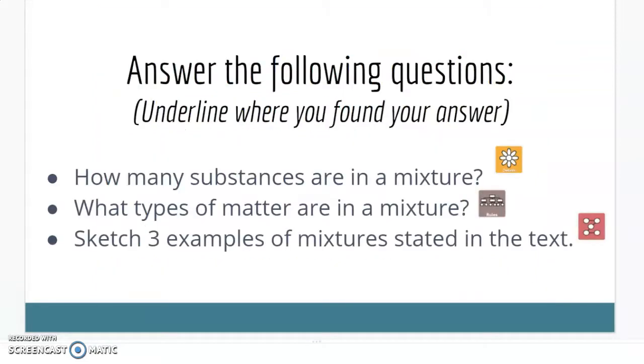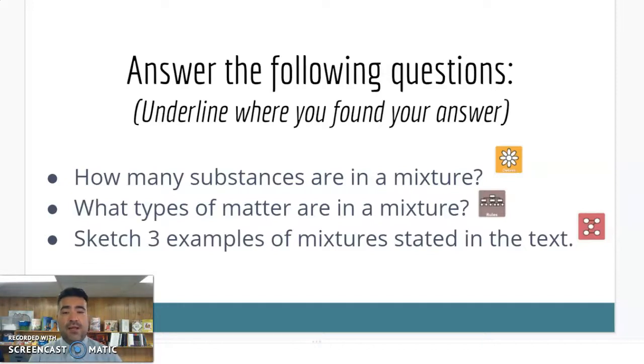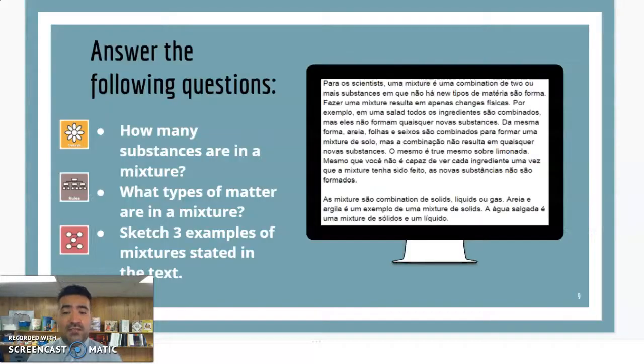So then you come and you have the questions. How many substances are in mixtures? What types of matter are in mixtures? Sketch 3 examples of the mixtures stated in the text. And maybe there are some of the questions that I am able as a student to answer because of prior knowledge or because of what I've learned in the past. But the majority of us, whether you're face-to-face or a virtual student, are simply going to stay quiet. I mean, let's be honest, you simply are not going to respond.